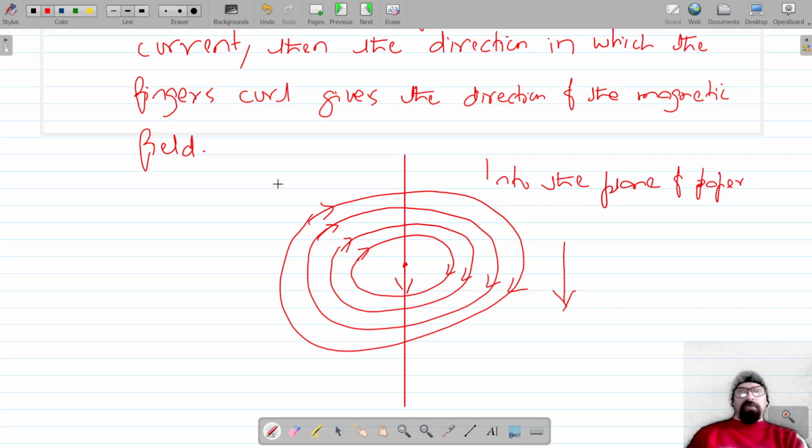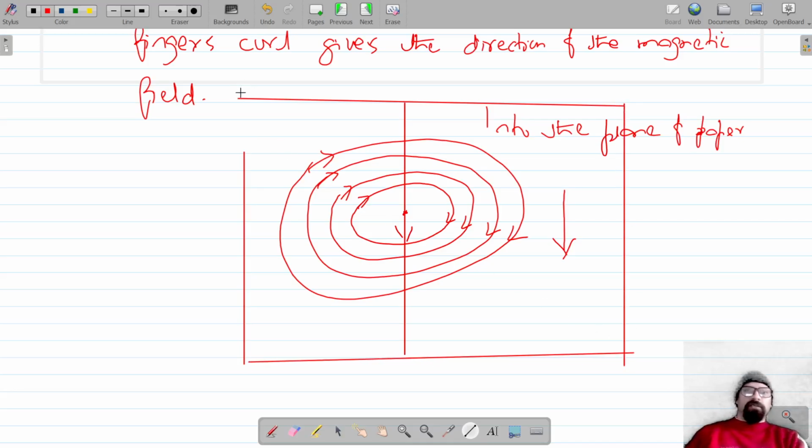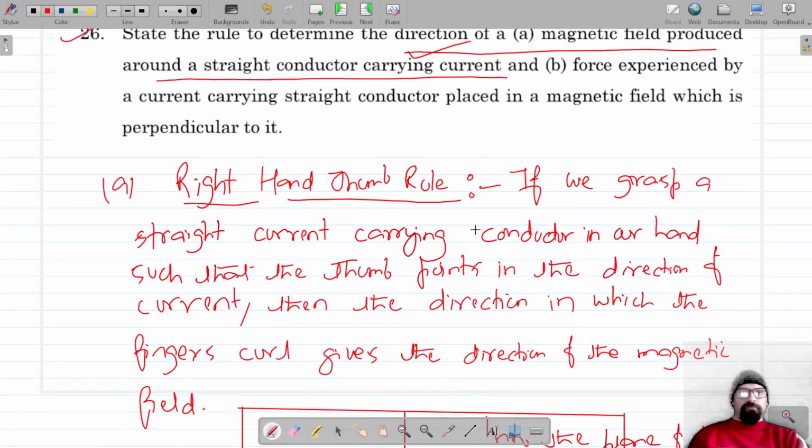Okay. So you have to imagine this as the plane of the paper. Make sure you imagine this as the plane of the paper. And then you have to give the direction, whether it's into the plane of the paper or out of the plane of the paper. Okay, so let's move on to the B part.